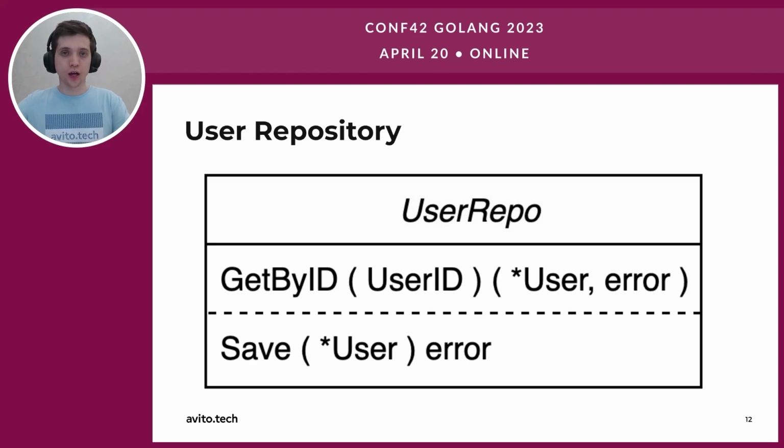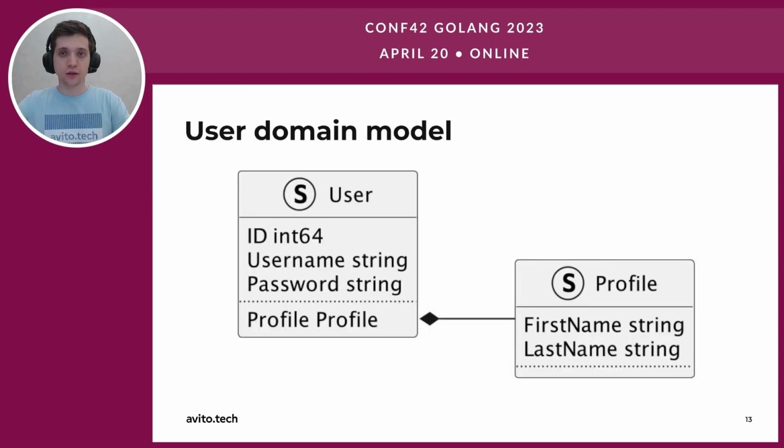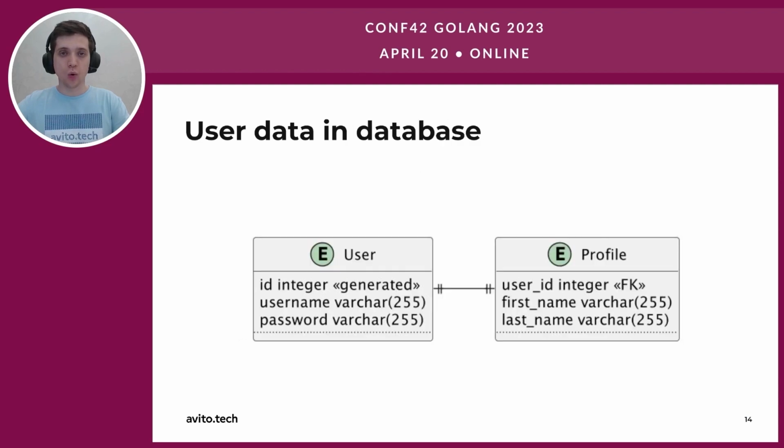Suppose we have a user with username, password, and other data, and each user has profile information about avatar, first and last names, etc. And that knowledge belongs to the user model. However, we store this data in the database as two different tables. The repository includes machinery to hide the difference and help us think more about the domain, not the database.